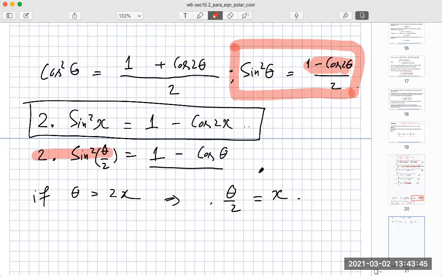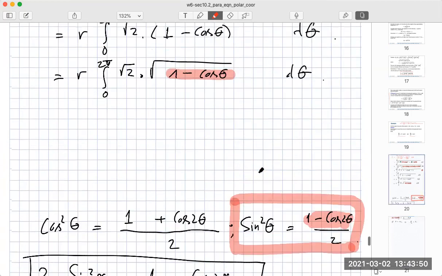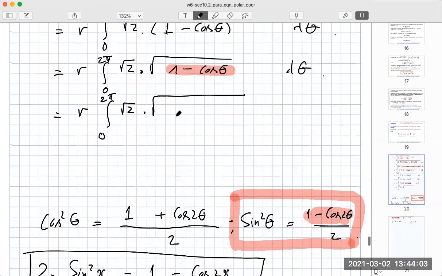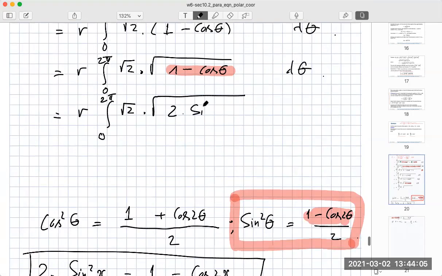Is it clear? Yes, let us rewrite it first. Therefore, we plug it in here. We have r integral from 0 to 2 pi of square root of 2 times 2 sine square of theta over 2 d theta, or let us write it this way, square root of 2 of the whole thing here.